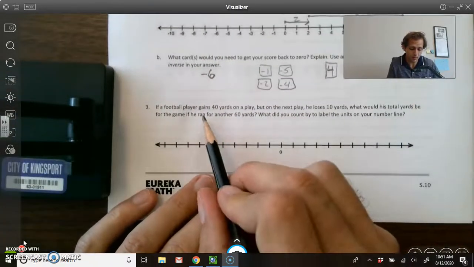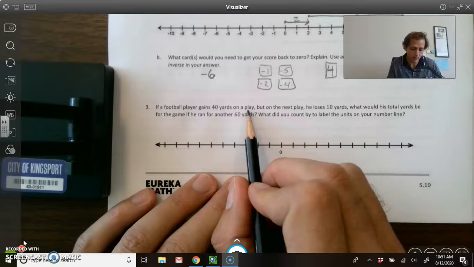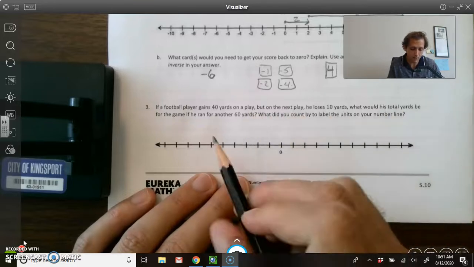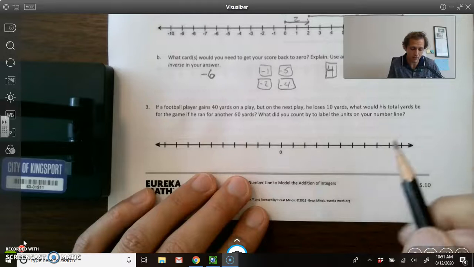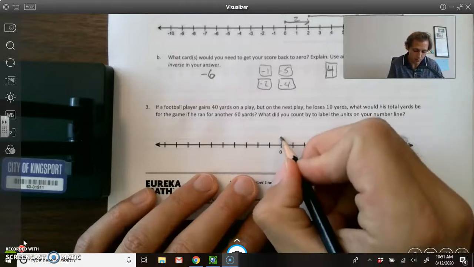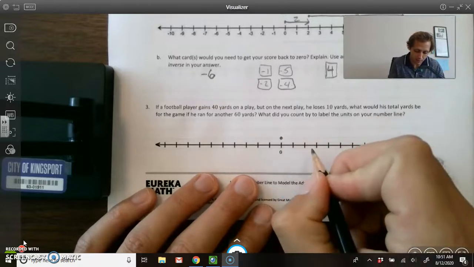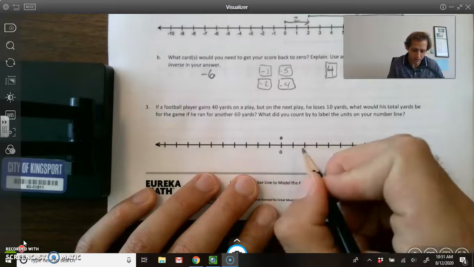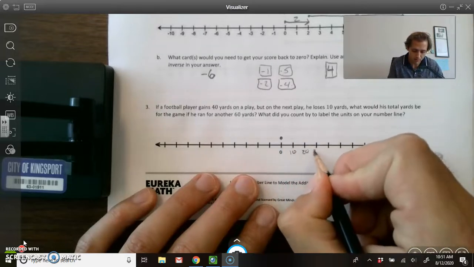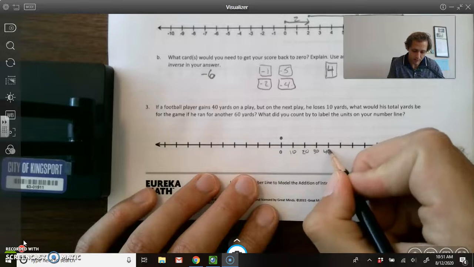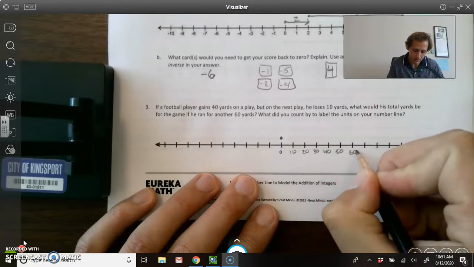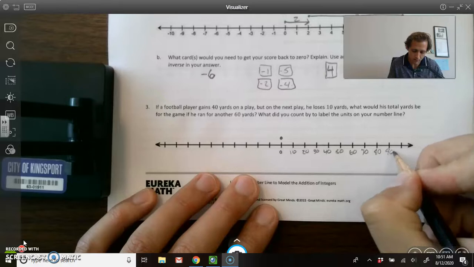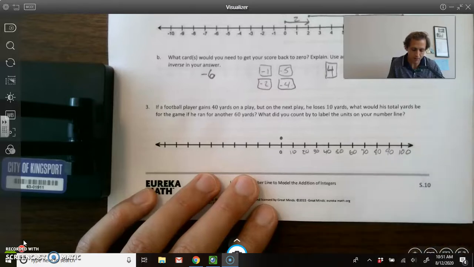If a player gains 40 yards on a play, but on the next play he loses 10 yards, what would his total yards be if he ran for another 60 yards? Okay, so 40 communicates a vector of a distance of 40 and to the right. I'm going to use units of 10 on this graph, because that will get me up to 100 and I believe my sum is going to be less than 100.